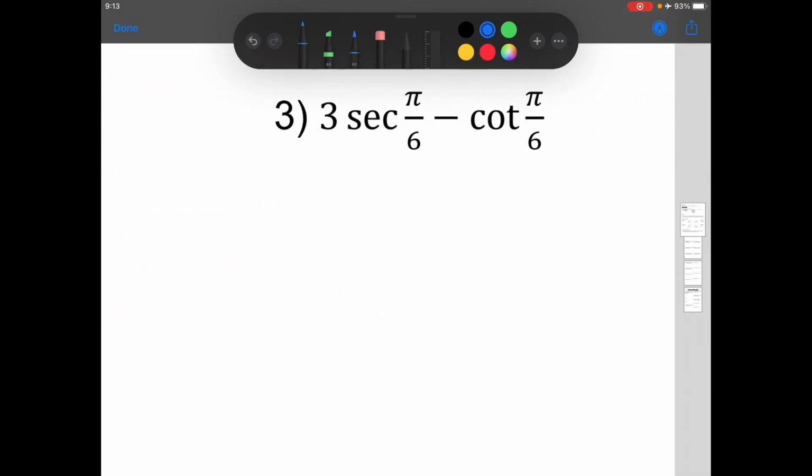Okay, the last one: 3 secant pi over 6 minus cotangent. Again, change your angles from radians to degrees. So I'm going to substitute 180 over 6. So 3 secant 30 degrees minus cotangent. 180 over 6 is again 30, right? So pi over 6 is 30. So 3 secant of 30 is what?